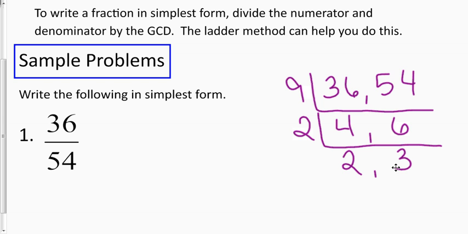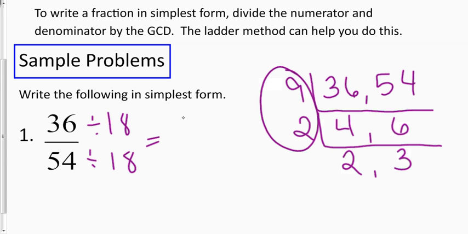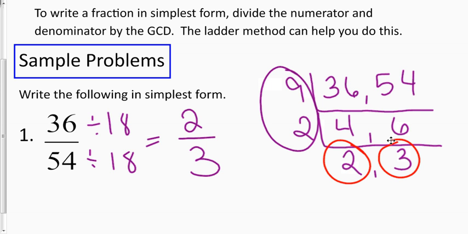And so when I look at this, 2 and 3, they have no other common factors, right? My greatest common divisor is the product of 9 and 2. So my greatest common divisor is 18. So I could divide 36 by 18. I could divide 54 by 18. 36 divided by 18 is 2. 54 divided by 18 is 3, right? I actually get those numbers right here at the bottom of my ladder. So when I use the ladder method, what I'm left with at the bottom is going to give me my simplified fraction.